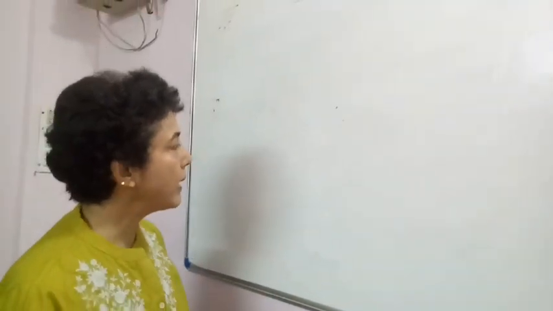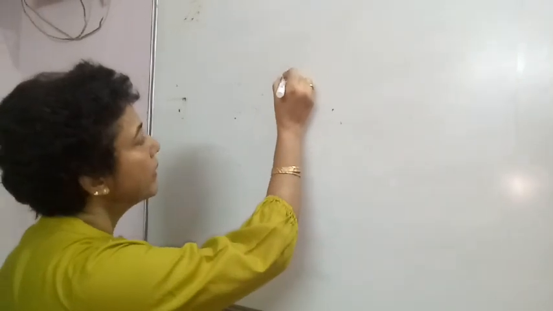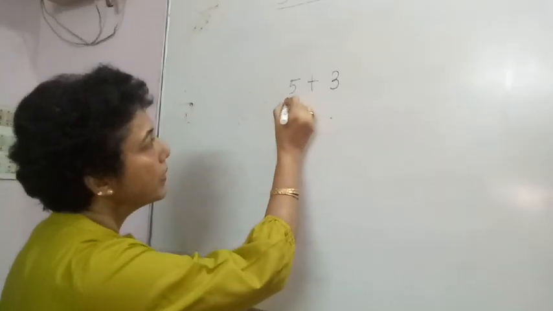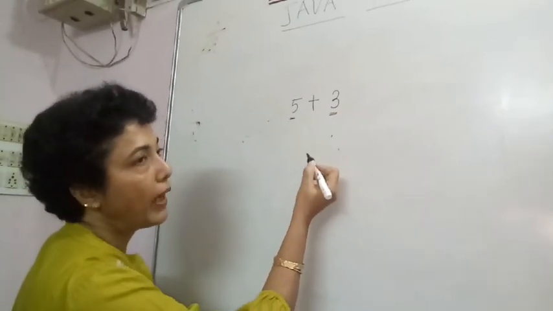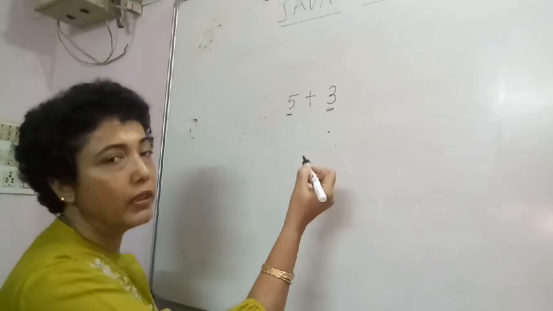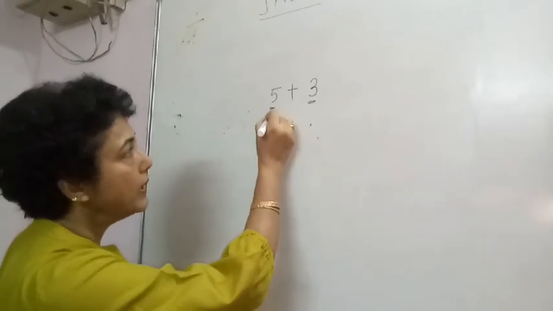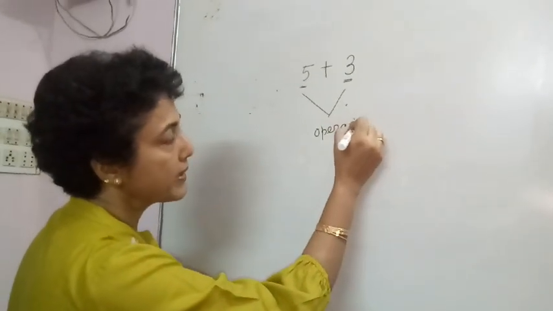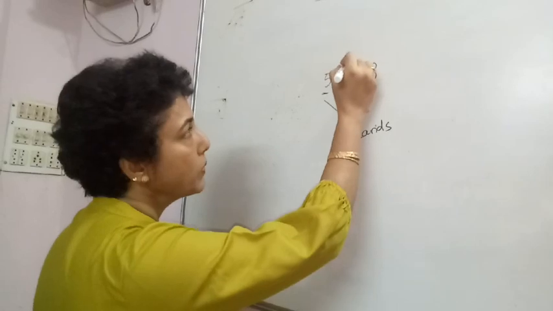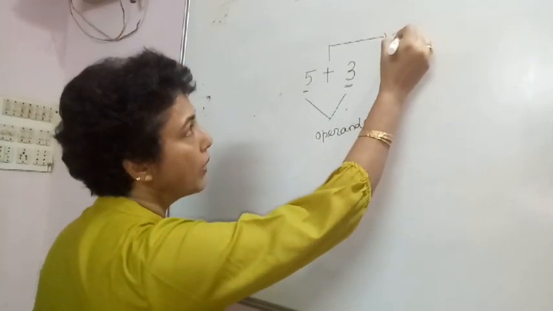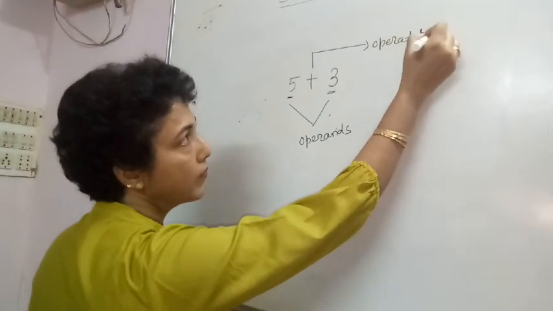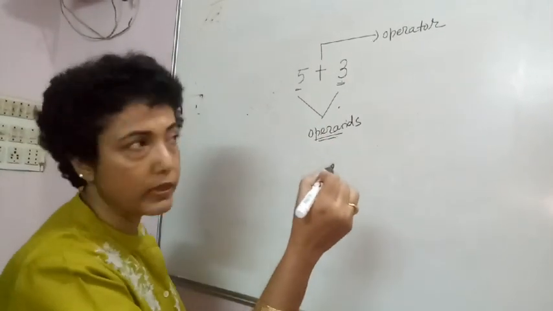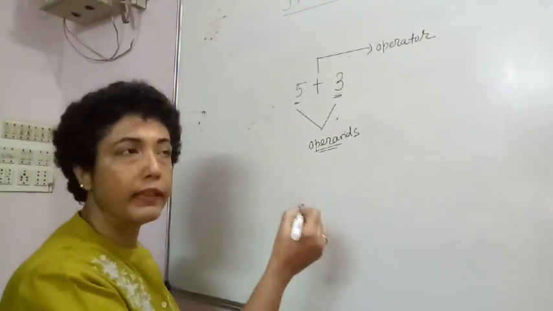For example, I write 5 plus 3. Here, 5 and 3 are values that can be called literals or constants. These are also called operands, and this symbol is the operator. Here the operands are in the form of values or constants. I can take the help of variables also.